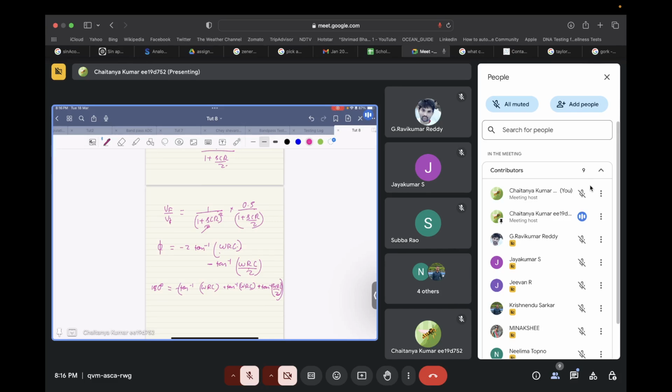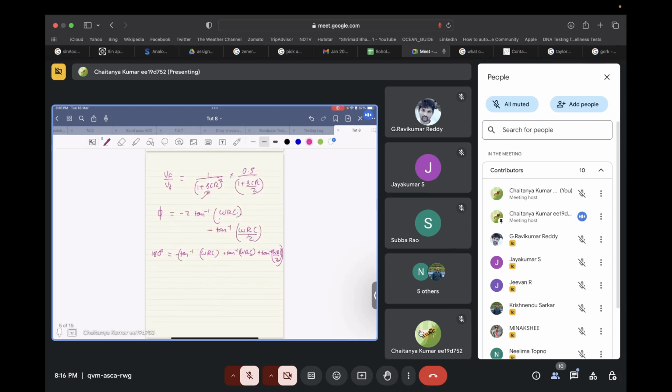So what is the summation of tan inverse x plus tan inverse y plus tan inverse z? No one remembers that. Okay, so we have minus tan inverse.